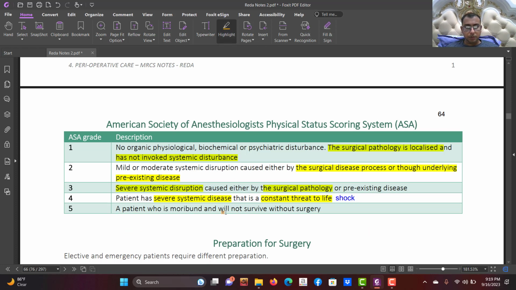And grade 5 is the patient who is moribund and will not survive without surgery, such as acute blood loss due to a road traffic accident, massive or strangulated bowel, strangulated intestinal obstruction, or a patient with obstructive features of the colon or gut. If you do not attempt surgery, that patient will not survive. So just remember these key words: moribund, about to die, will not survive without surgery.